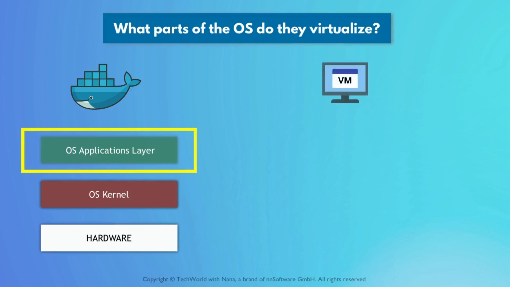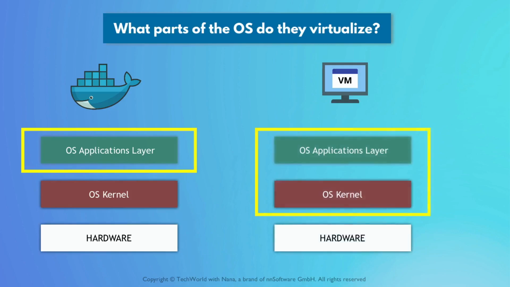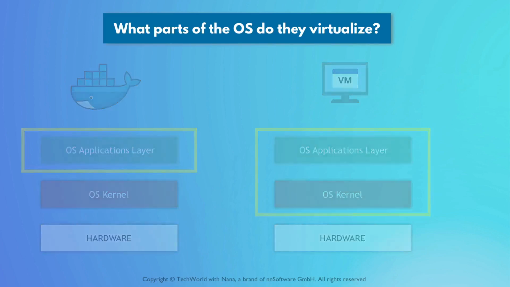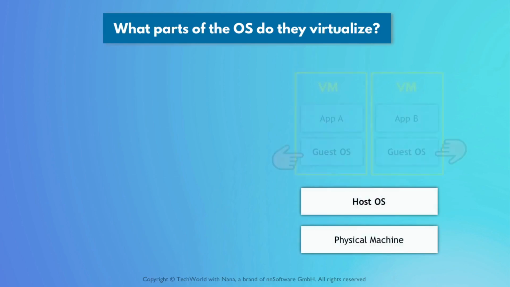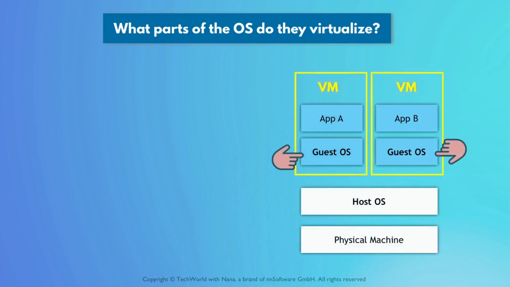The virtual machine, on the other hand, has the applications layer and its own kernel. So it virtualizes the complete operating system, which means that when you download a virtual machine image on your host, it doesn't use your host kernel, it boots up its own.